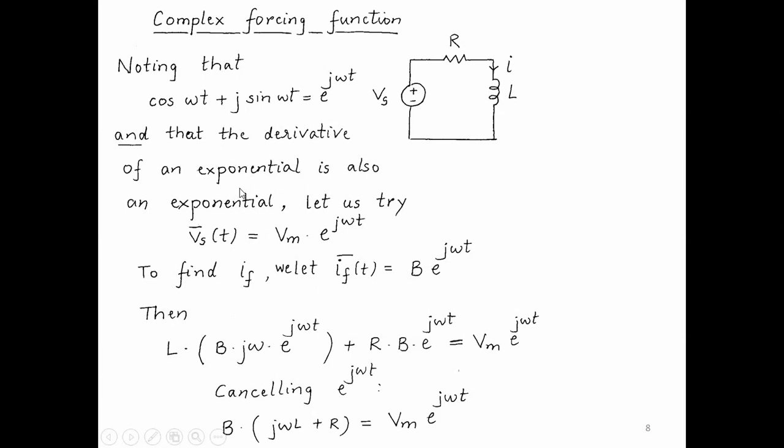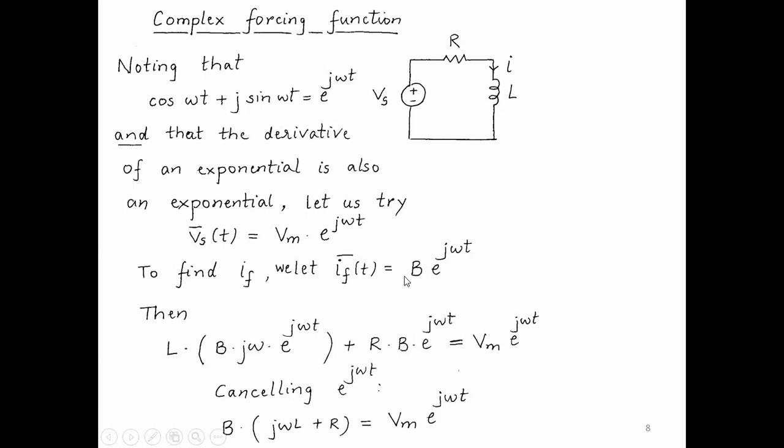And again, because of this property, we say let if also be an exponential. If the forcing function is exponential, then for a linear circuit all the currents and voltages will also be exponential. So we let if, which is what we want to find, also be exponential. Then we substitute it into the differential equation, which was L di by dt plus Ri equal to Vs.